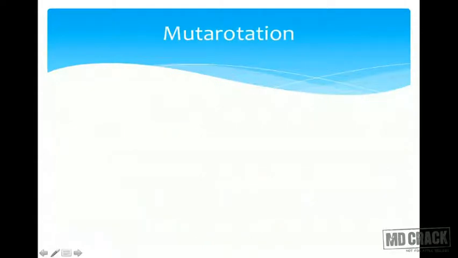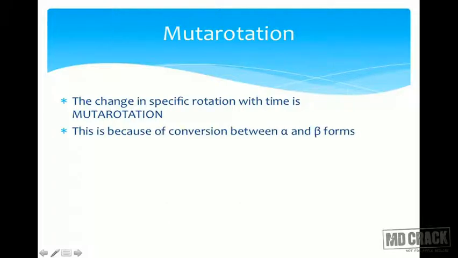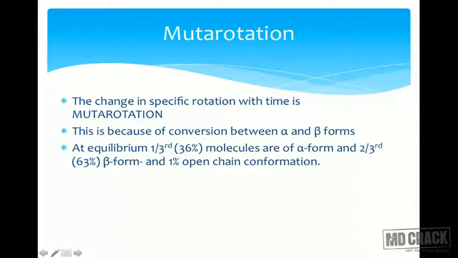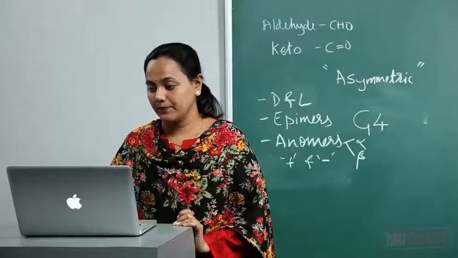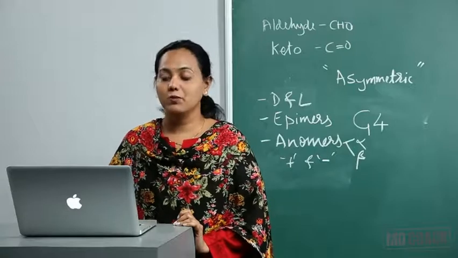Now, there is another phenomenon that is somewhat important, and that is mutarotation. I'll just briefly tell about it. The change in the specific rotation with time is called mutarotation. This is because of conversion between alpha and beta forms. At equilibrium, 36% of the molecules are in alpha form and 63% are in beta form, and 1% is in open chain conformation. So that is regarding the isomerism that is possible in monosaccharides.